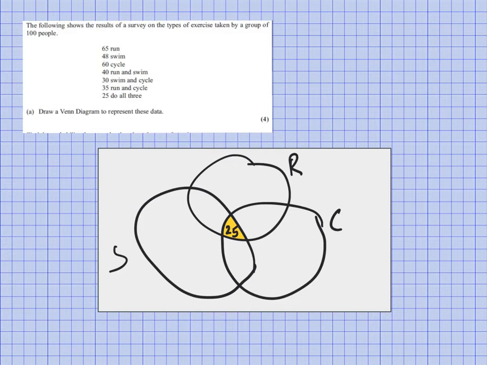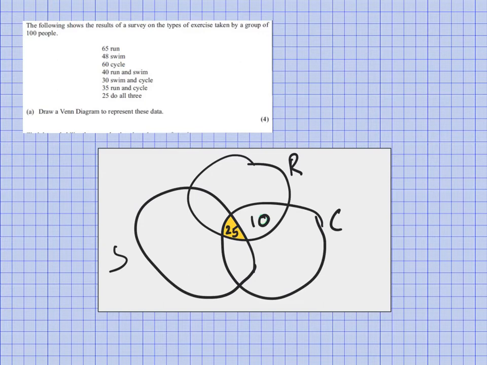Okay, 35 people run and cycle. Now the people who run and cycle include the people who do all 3. So there are 10 people who will go into the section here. That section will be 10 people. So I shall write that in there. Altogether, the run and cycle overlap is 35 people.